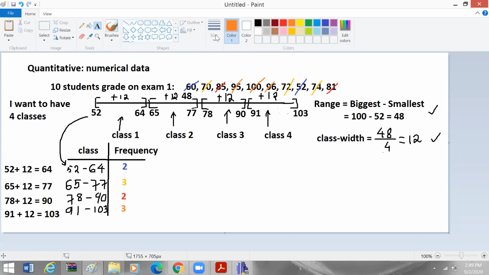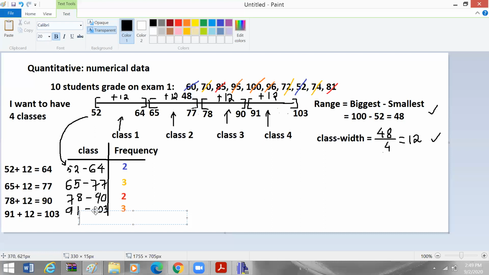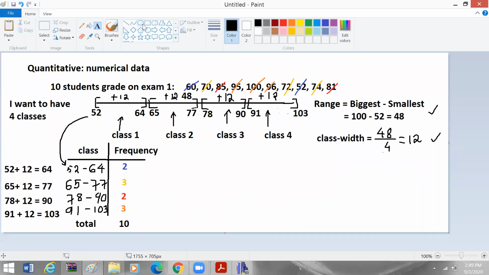So the total is important. Sometimes you want to see the total of the frequencies and make sure that they add up to the number of the data set. So the total in this case, we take 2 plus 3 plus 2 plus 3, get 10 of them. So this has to be equal to that one. Because we have 10 students, the total frequency should be 10. They have to be equal to each other. Are we good?